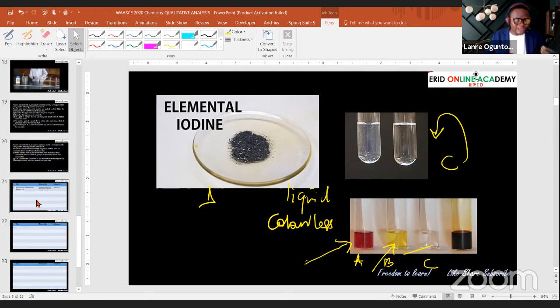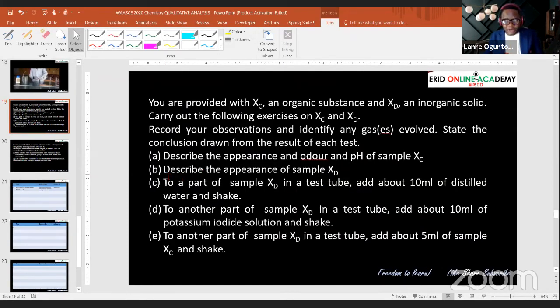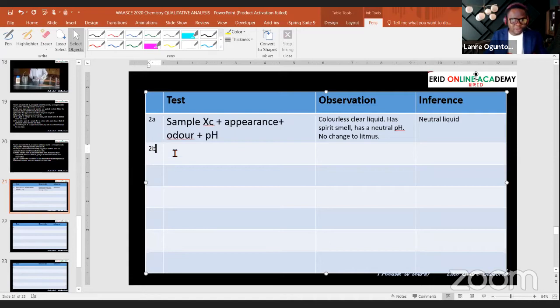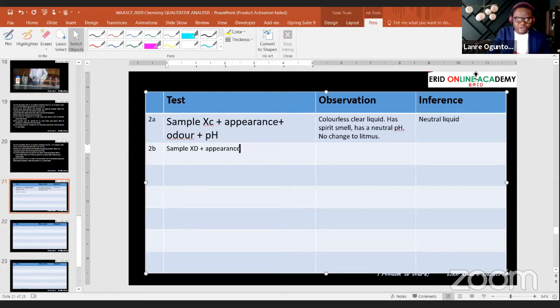Okay, so let's go to our table. We are looking at question 2B now. Describe the appearance of sample D. So we want to describe the appearance of sample D. So you're going to write 2B. Please write in your notes too. Sample D, make sure you are writing. Sample D, sample XD, plus appearance. That's what we are looking for, the appearance of that sample.